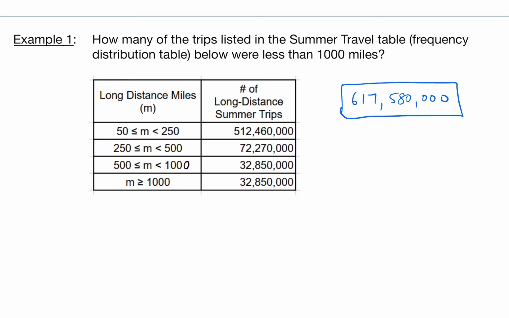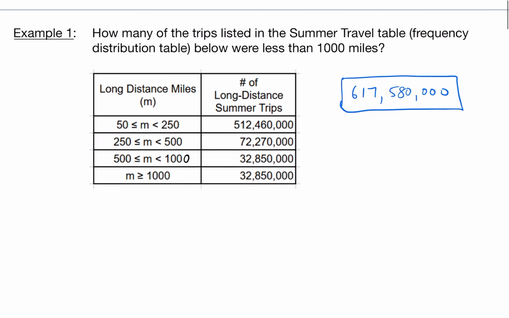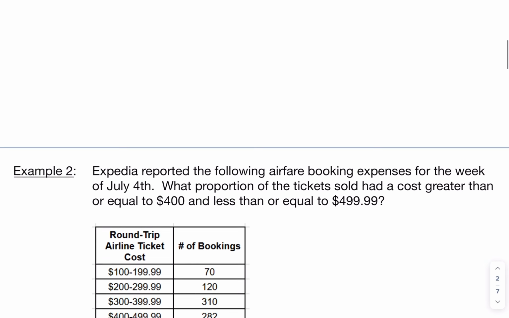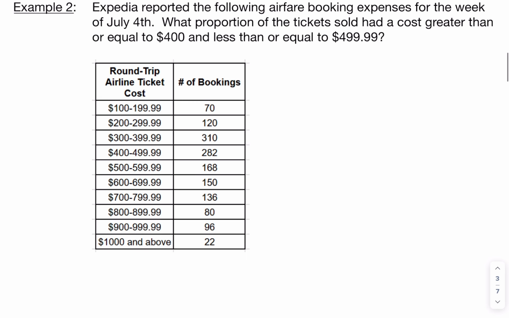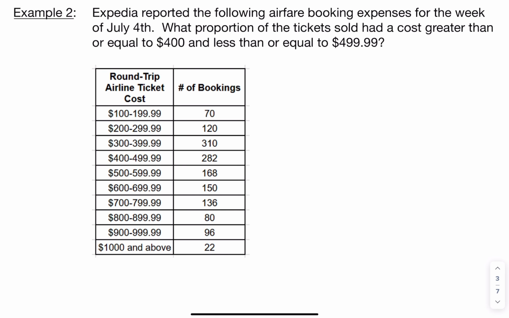That is the answer for example 1. All right, so let's go ahead to example 2. Here we have Expedia reporting the following airfare booking expenses for the week of July 4th. We all know that July 4th is a busy travel period.